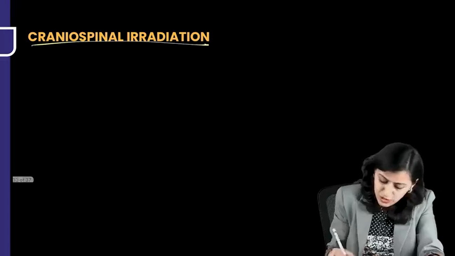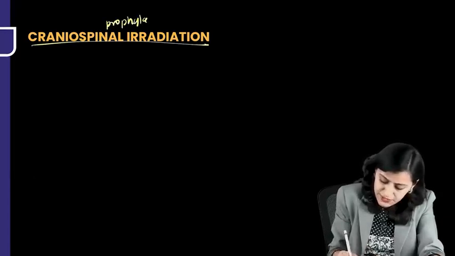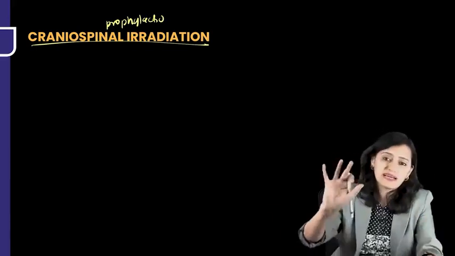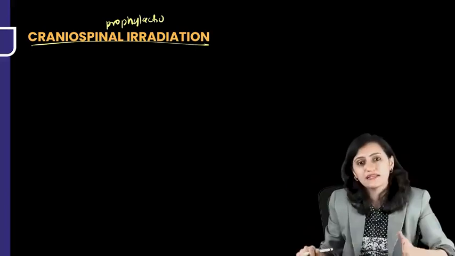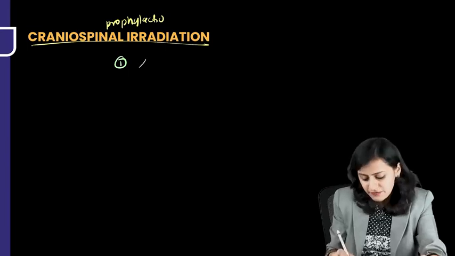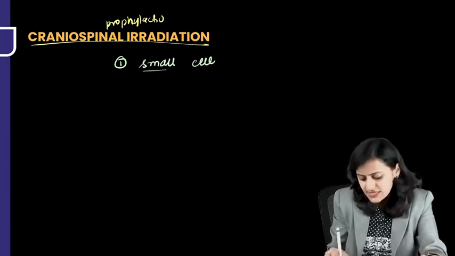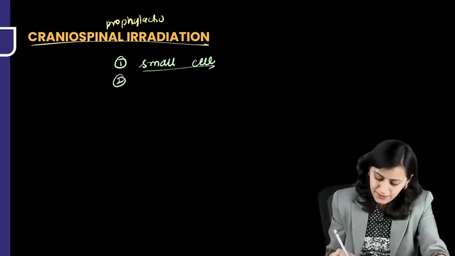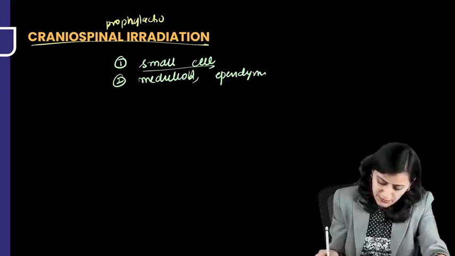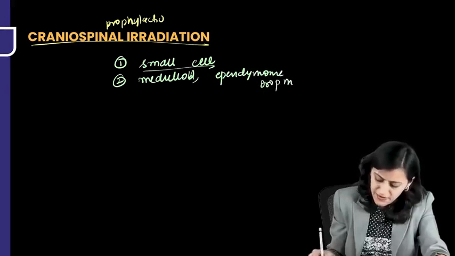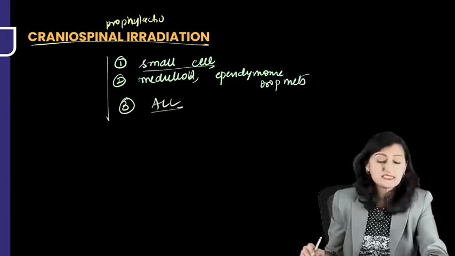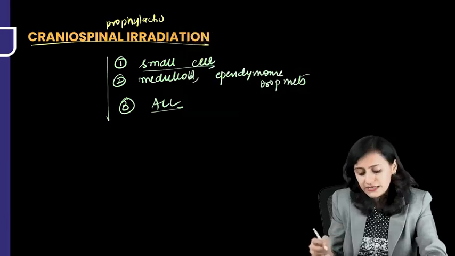Now, in which cases do we use this prophylactic craniospinal irradiation? In tumors where we know that this tumor has high chances of spreading to the spinal cord, in those cases we use this prophylactic craniospinal irradiation. Which lung cancer? It is the small cell lung cancer which metastasizes. Brain tumors which have drop metastasis, that is medulloblastoma, ependymoma. These are the ones which have drop mets. And the blood cancer, that is ALL. In these cases, we use prophylactic craniospinal irradiation.